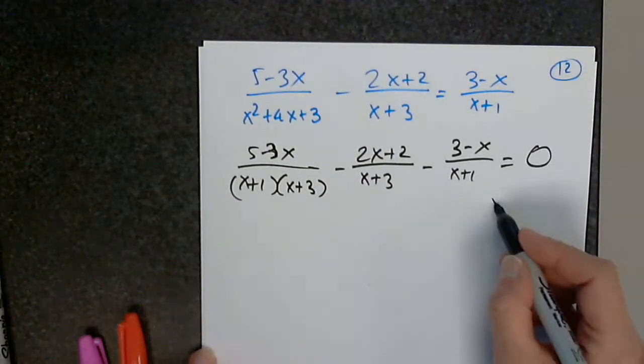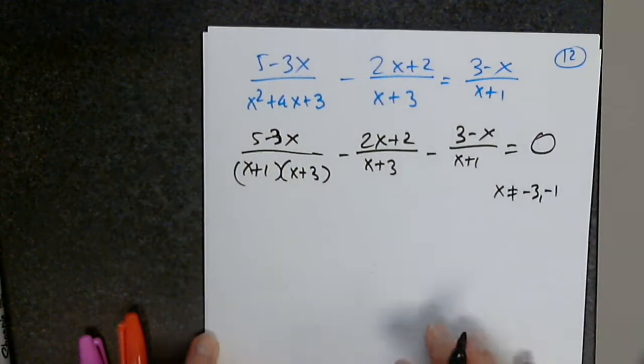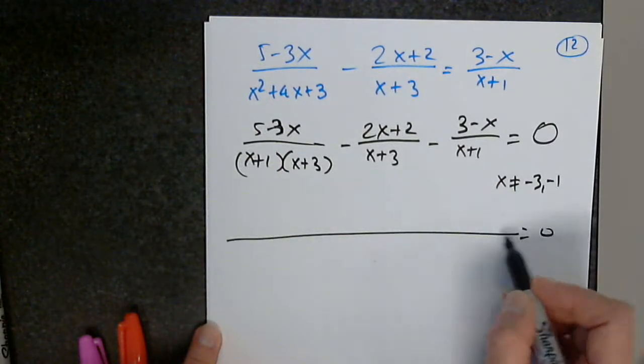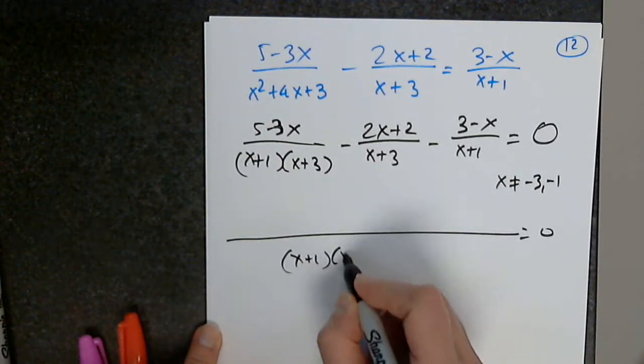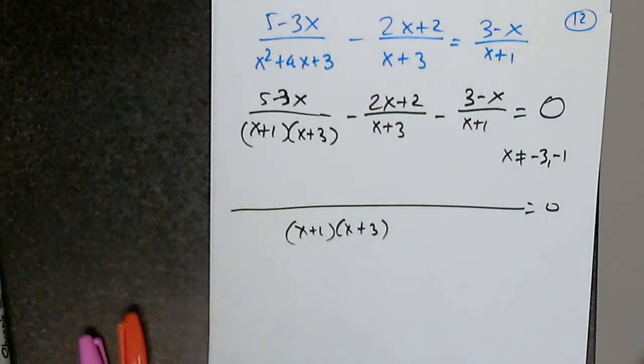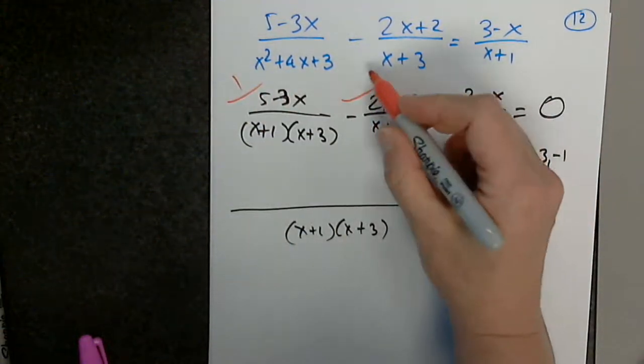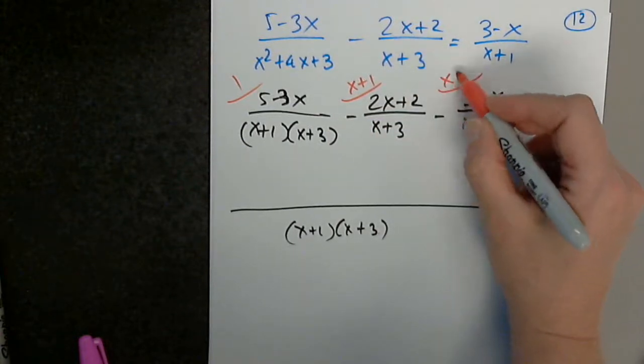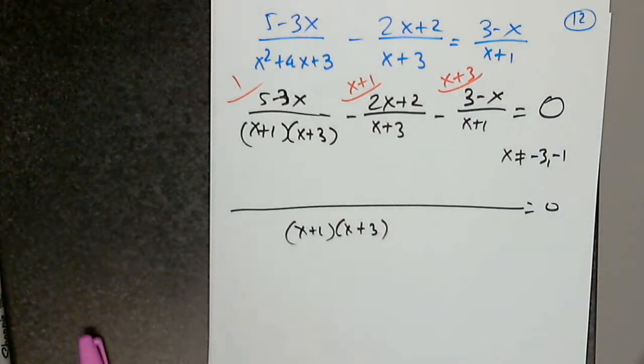I will state two restrictions, x not negative 3, x not negative 1. I will write x plus 1, x plus 3 as the least common denominator. I will find the adjustments: 1, x plus 1, x plus 3. And carefully work on the numerator now.